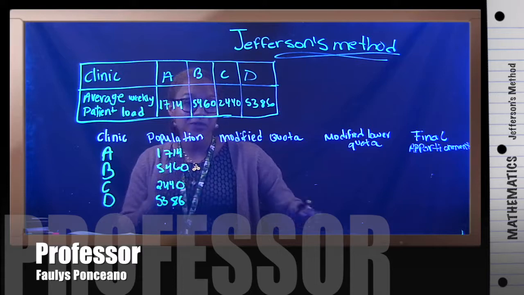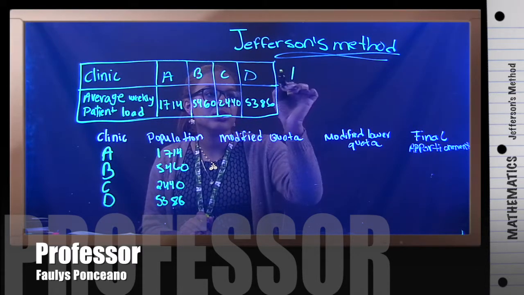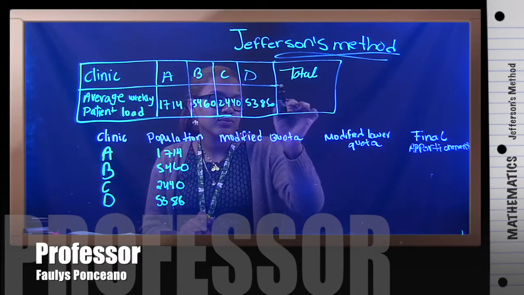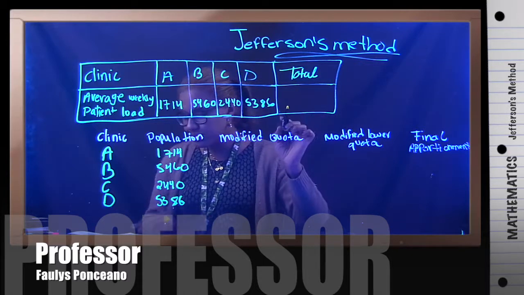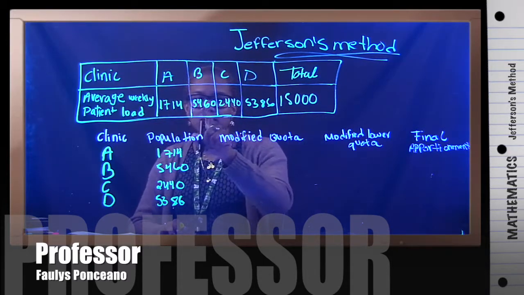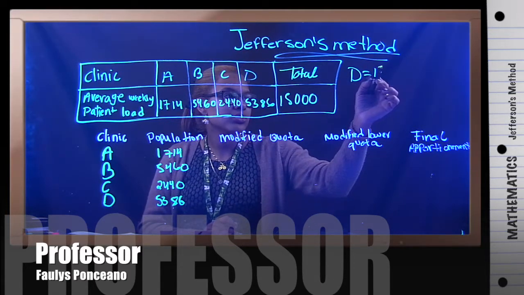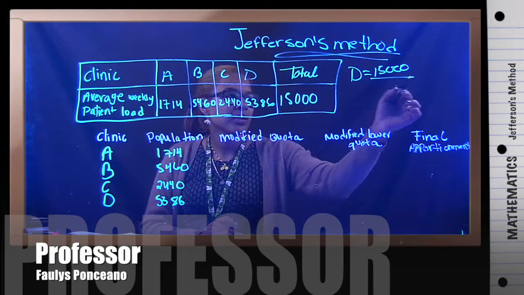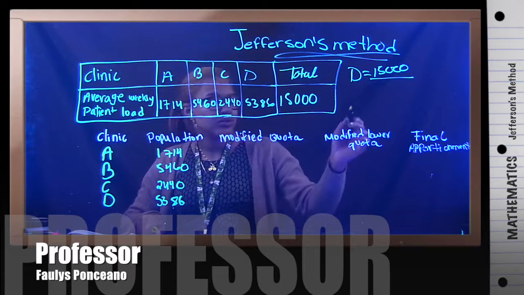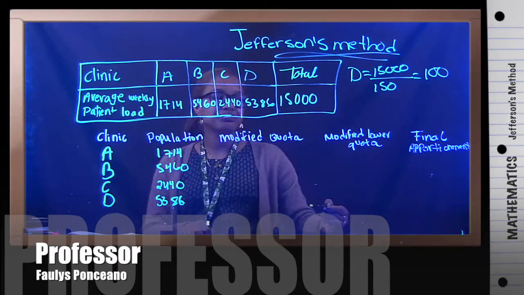So step 1 is to find the divisor. Now, to find the divisor, you need the total population. So I'm going to add that to my table. And this is the total once you add the 4 amounts. Now the divisor is the total population divided by the number of doctors, so the items, and that gives you 100, right?